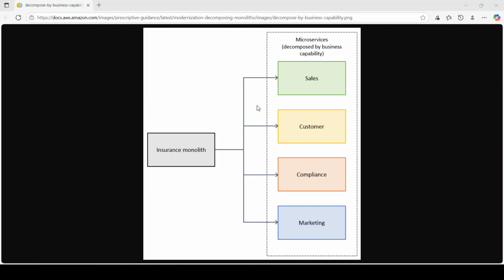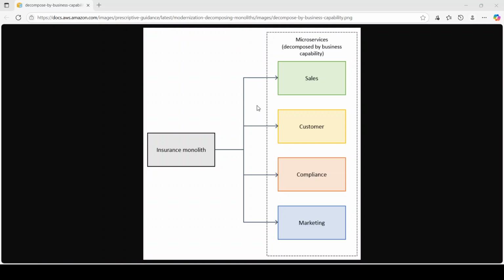They deal with policy and onboarding. Customer management is another small business function. They deal with customer data and updates to the customers. Compliance is another small business function. They ensure legal and regulatory adherence within that business. And marketing is another small function. They manage all the campaigns and all the different outreaches.